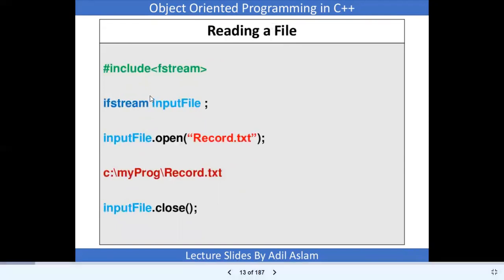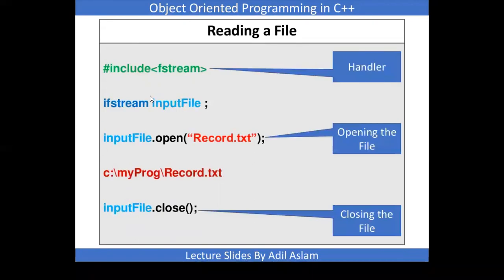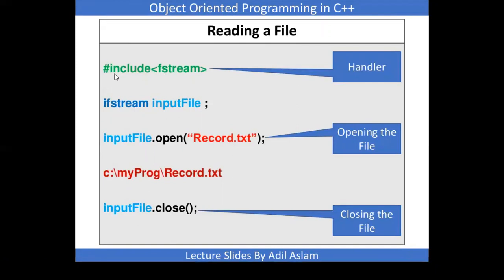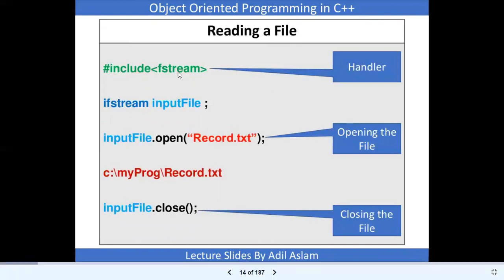Here is the general workflow for reading a file. In our C++ program, we have to include the fstream header with the preprocessor directive to create the ifstream or ofstream object. Both objects can be created if we have included the fstream header file in our program. So with ifstream, we will create the input file object, which is an object of the ifstream class. With this object, we can access the open function of the class, and with the open function, we connect the file that we want to open, which is the record.txt file.